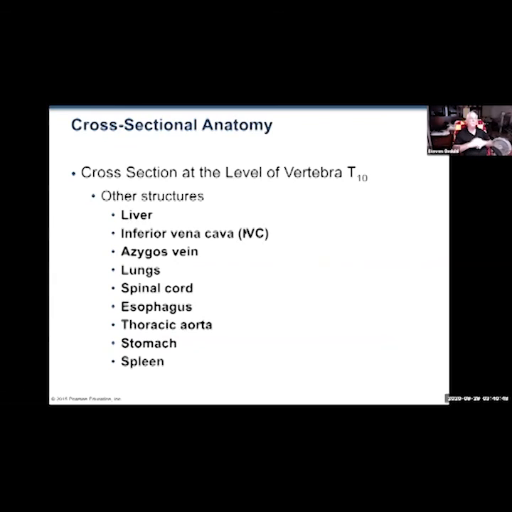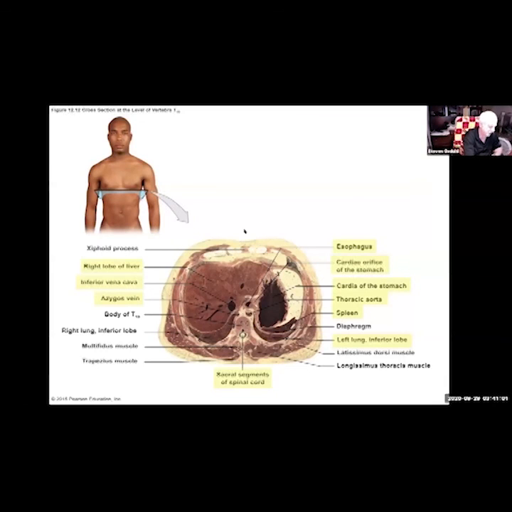Okay. You also got the liver, the inferior vena cava, azygous veins, lungs, spinal cord, esophagus, thoracic aorta, stomach, and the spleen. Like I said, we haven't covered all these yet, but we will. This is the right lobe of the liver. This is your liver right here. That's the right lobe of it.